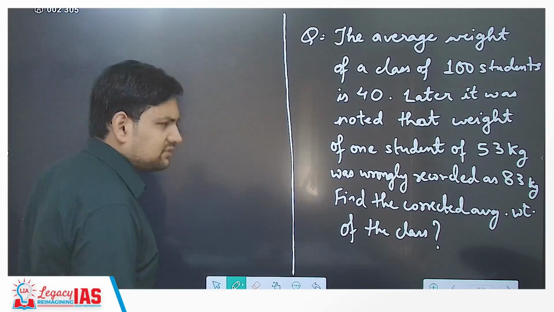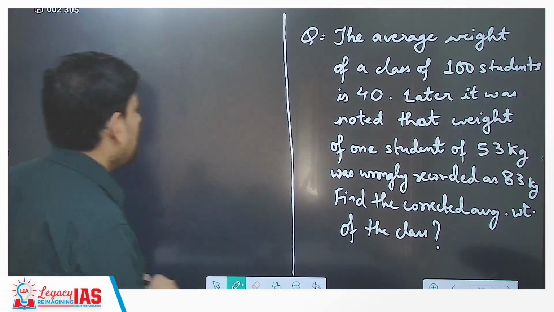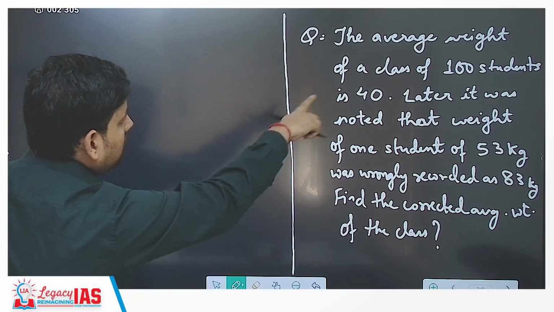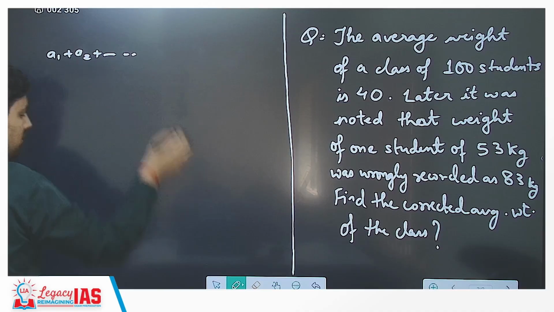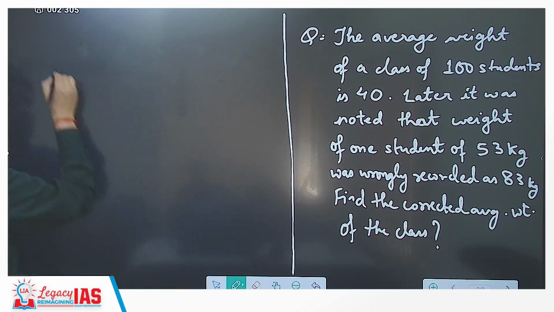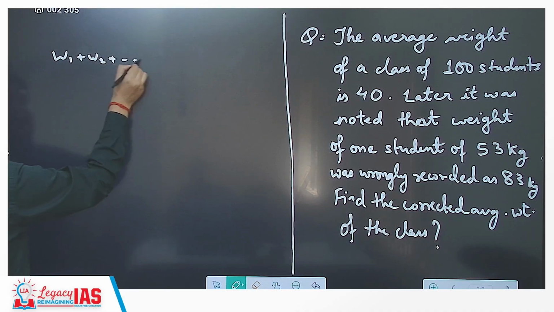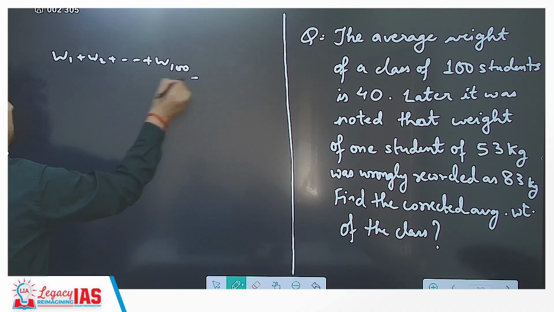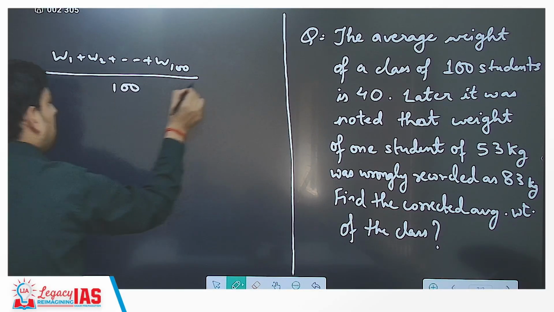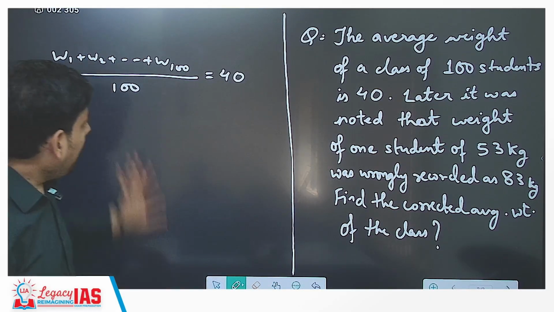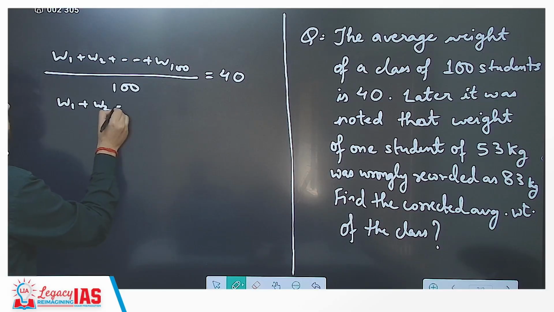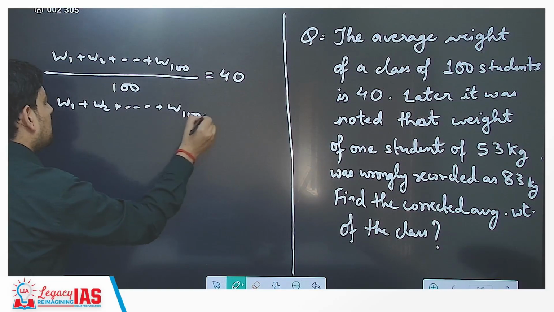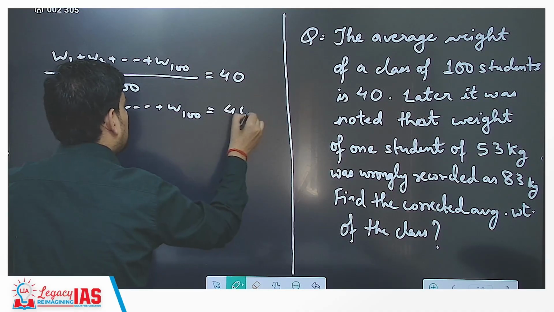Okay, now let's do it using the general method first. The average weight of a class of 100 students is 40. That means, let's say their weights are w1, w2, and so on, the weight of the first student, the second student, like this till the weight of the 100th student, divided by 100. This is equal to 40, correct. Average is equal to sum upon number. Now what you got is w1 plus w2 up till w100. This sum came out to be 40 into 100, that is 4000.